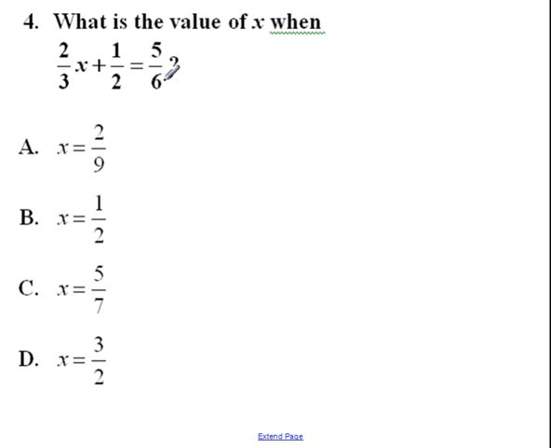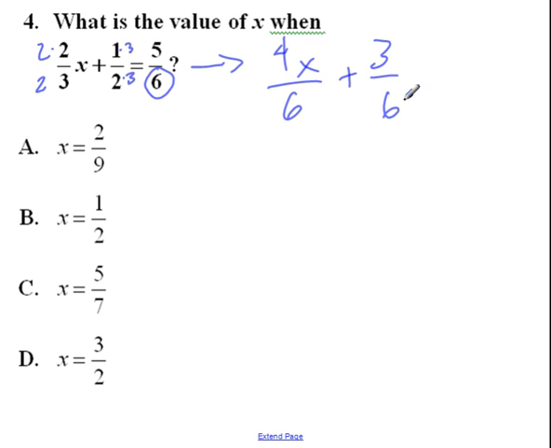Well, we need to get them all to have the same base. And I'm going to get them all to be a 6 because we can multiply 3 and 2 and make the 6. What do I multiply 3 by to make 6? 2. So I'm going to multiply my top and my bottom by 2. 2, I need to multiply by 3, so I'm going to multiply my top and my bottom by 3. So now what this is going to change our equation into is 2 times 2 makes 4x over 6 here, plus 3 times 1 is 3 over 6 now, equals my 5 over 6.